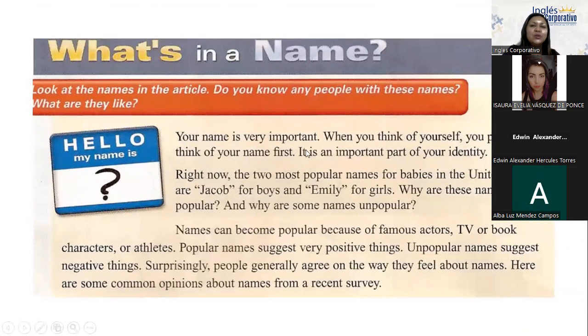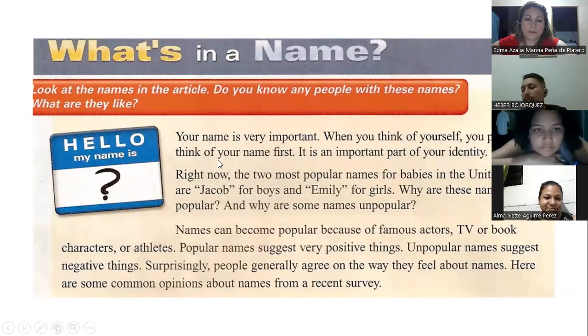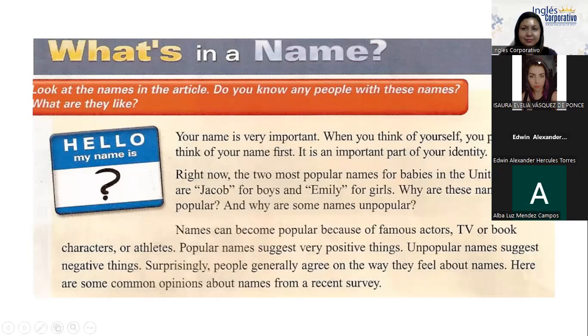Okay, so we're going to read. I need 3 volunteers to read. 1, 2, 3. Okay, Edwin, number 1. Paragraph 2. Who wants to read the second paragraph? Alma. And the third paragraph, Ever. Okay, you start, Edwin. Your name is very important when you think of yourself. You probably think of your name first. It is an important part of your identity. Identity. Yes.